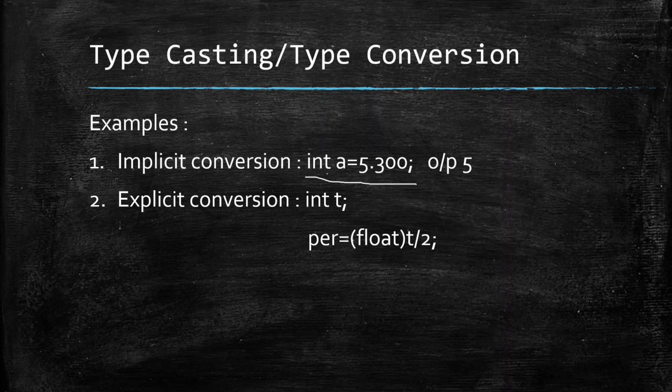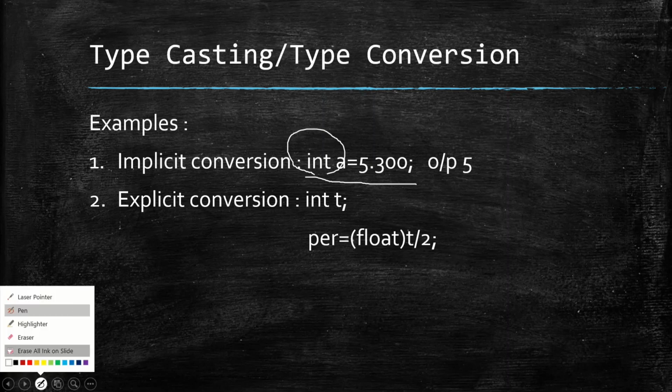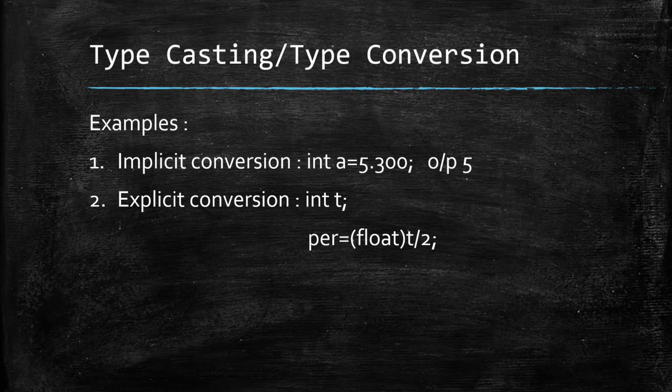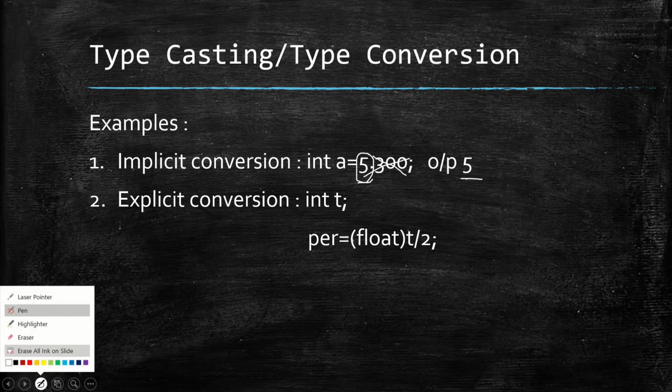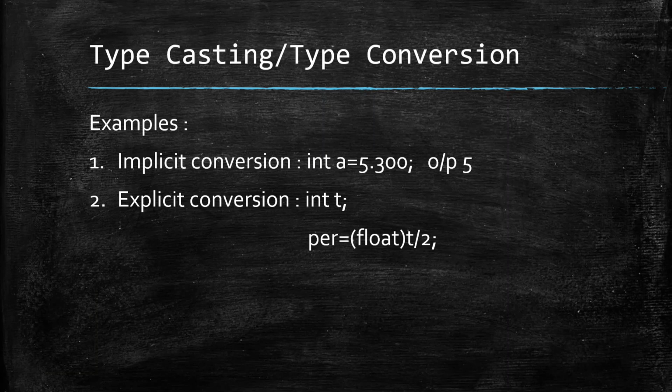It knows this data type is of integer type, which means it accepts only whole numbers. So the output would be 5. This part, 0.300, will be omitted and will not be taken into consideration. It will take only the integral part, the integer part, from the initialized value. This is the implicit conversion, and this conversion the compiler does automatically.